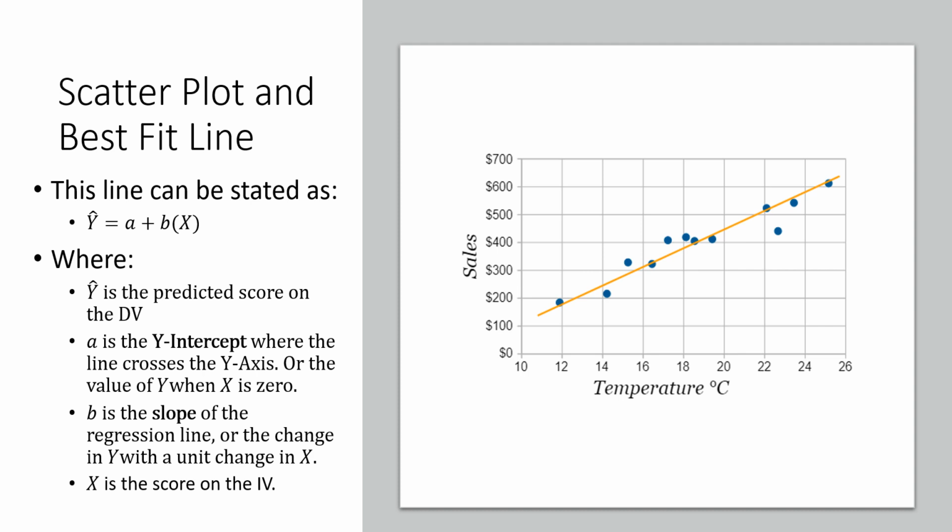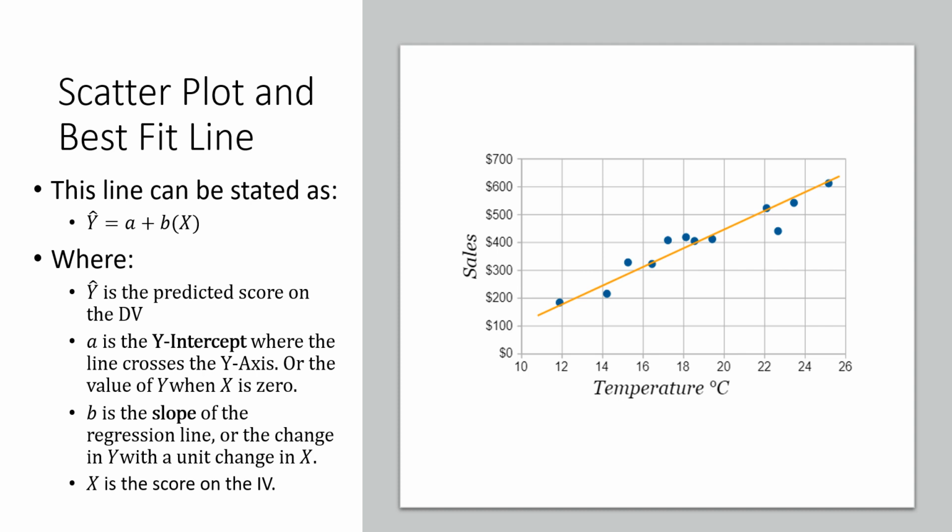So a bit more about this equation. Again, it's going to be y equals a plus b times x, where y is the predicted score on the dependent variable. A is the y-intercept, where the line crosses the y-axis, or the value of y when x is 0. So it'd be something over here. This is 10, but if we drew our temperature here to 0, that intercept point would be over here.